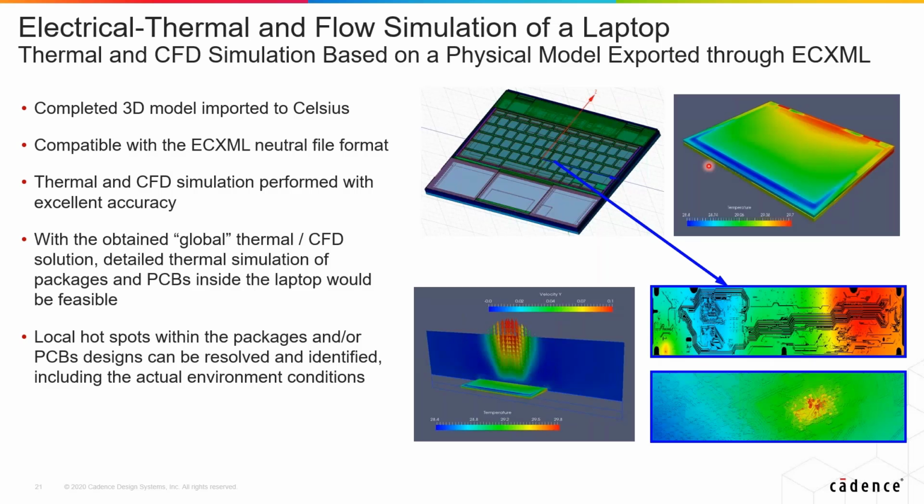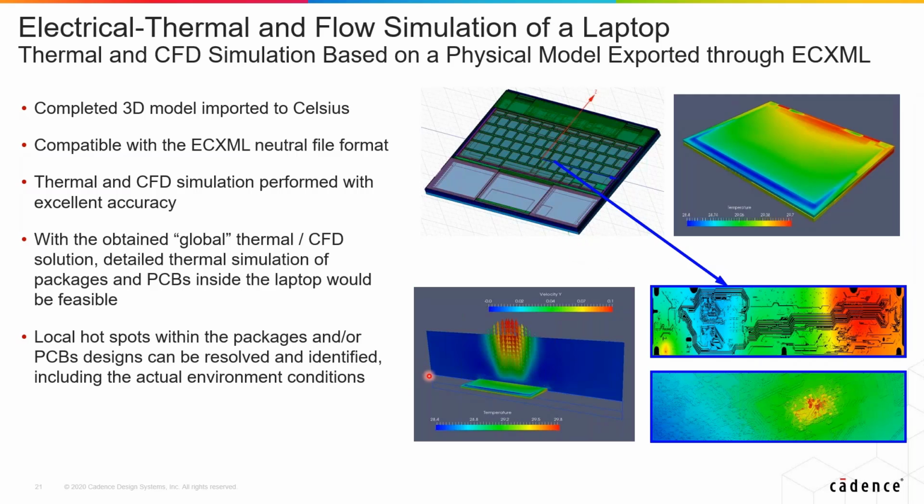This example is a laptop. Here we use the neutral file format. It's called ECXML. We can get all those models coming in. Then we can solve the global thermal CFD solutions, including temperature and flow patterns. And after we get these global solutions, inside this laptop, there's a very, very important motherboard.